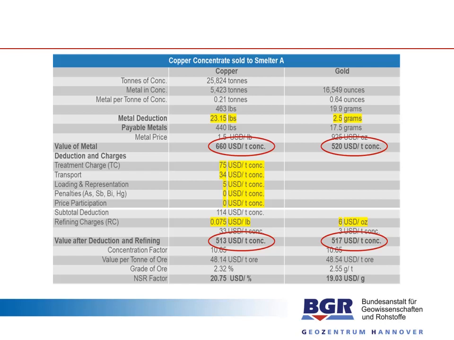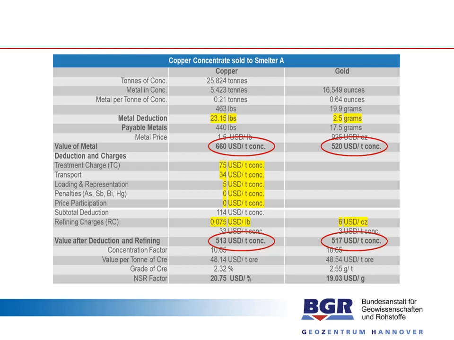And with a metal price of $1.50 per pound, we have a metal value for copper of $660 per ton, and for gold it's almost the same price. We have almost 20 grams, but we have deductions, 2.5 grams per ton. So payable metal is 17.5, and with a gold price of $925 per ounce, we have $520 per ton as a byproduct credit.